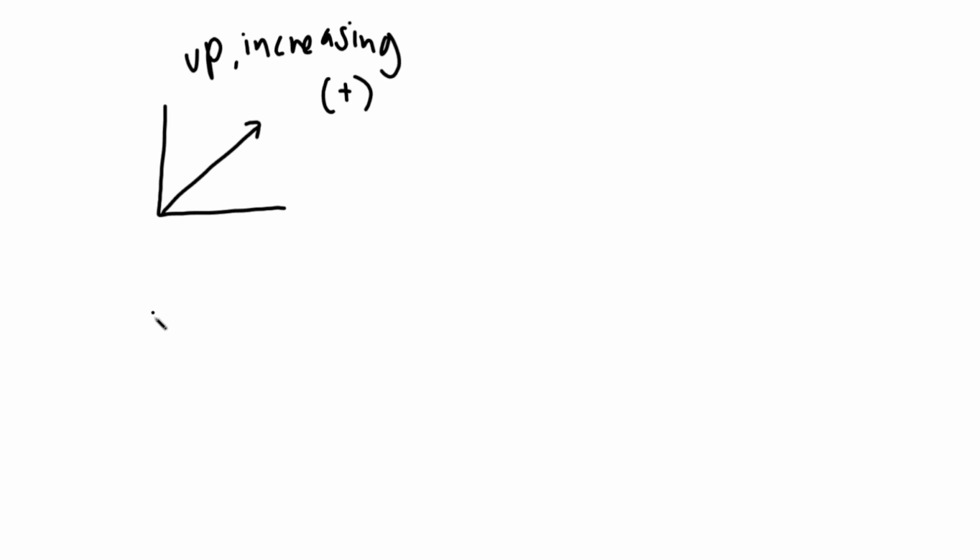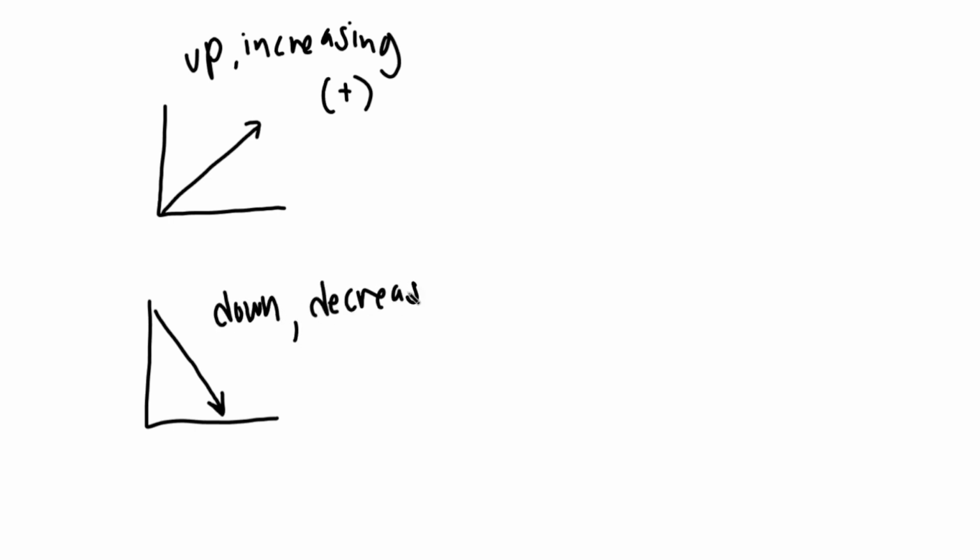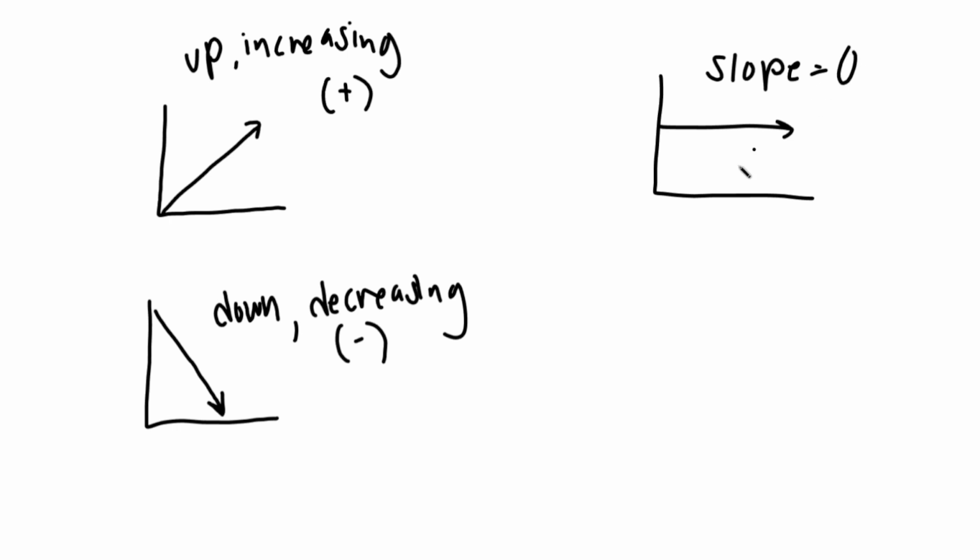To sum it all up, these are the graphs that you need to know. If it's moving up, then it's increasing, and the slope should be positive. If it's moving down, then the slope is moving down and decreasing, and therefore should be negative. If the line is moving straight like this, then slope is equal to 0. If it's moving in a vertical line like this, slope is undefined.